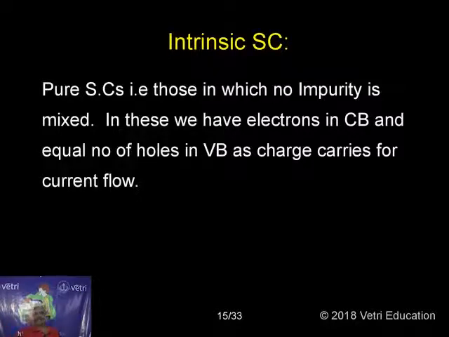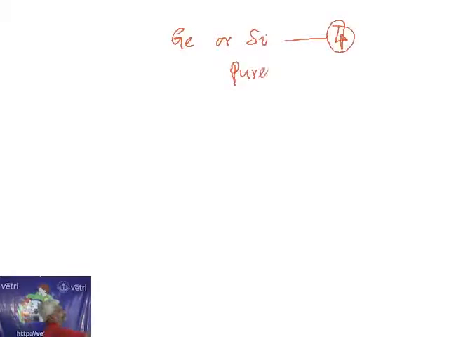Then semiconductors are of two types. One is called intrinsic semiconductor, another one, extrinsic semiconductor. What is an intrinsic semiconductor? The tetravalent element germanium or silicon, with valency 4, in the purest form, is called intrinsic semiconductor. The intrinsic semiconductor may not be directly used for conduction.